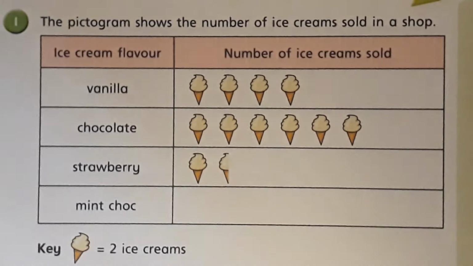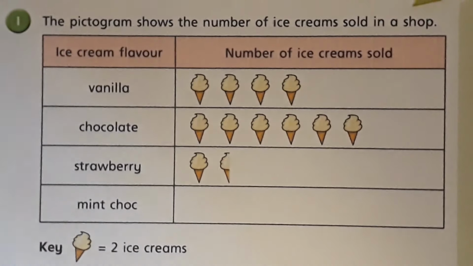Okay, so I think you're going to find the interpret chart works quite easy. They're pictograms, but where people make mistakes is they don't read the information. It's so important to go all through and read all of the information before you answer the questions. So with this one, the pictogram shows the number of ice creams sold in a shop.